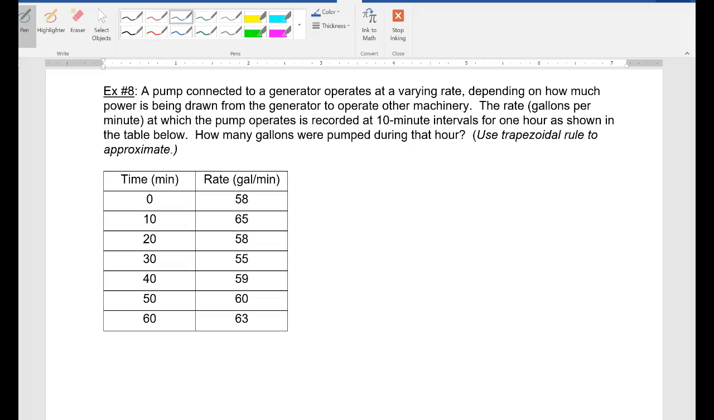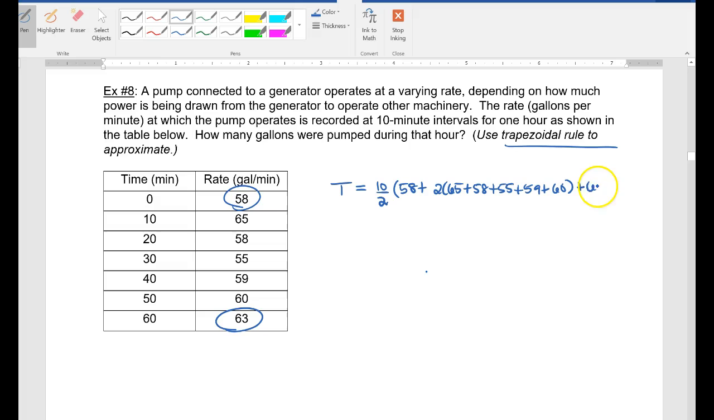So we've actually done this before, and I gave you a little hint. It just says use trapezoidal rule. And the bases are the same, which is really nice for trapezoidal rule, because otherwise you'd have to set them up as separate trapezoids. So what's that look like? 10 over 2, and then the first one and the last one are used once, and all the ones in the middle are used twice. So 58 plus 2 times 65 plus another 58, and then plus 63 at the end.